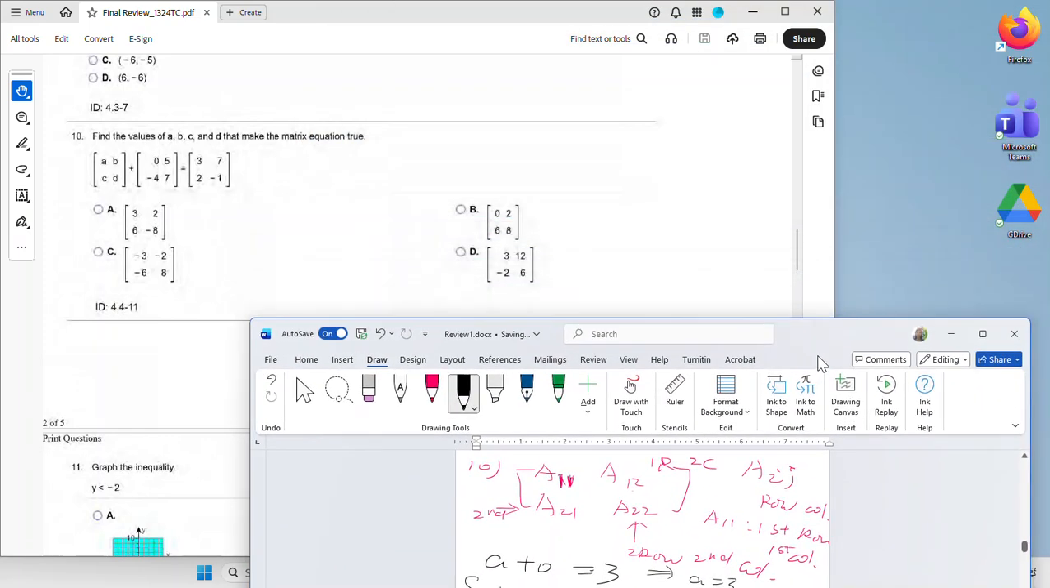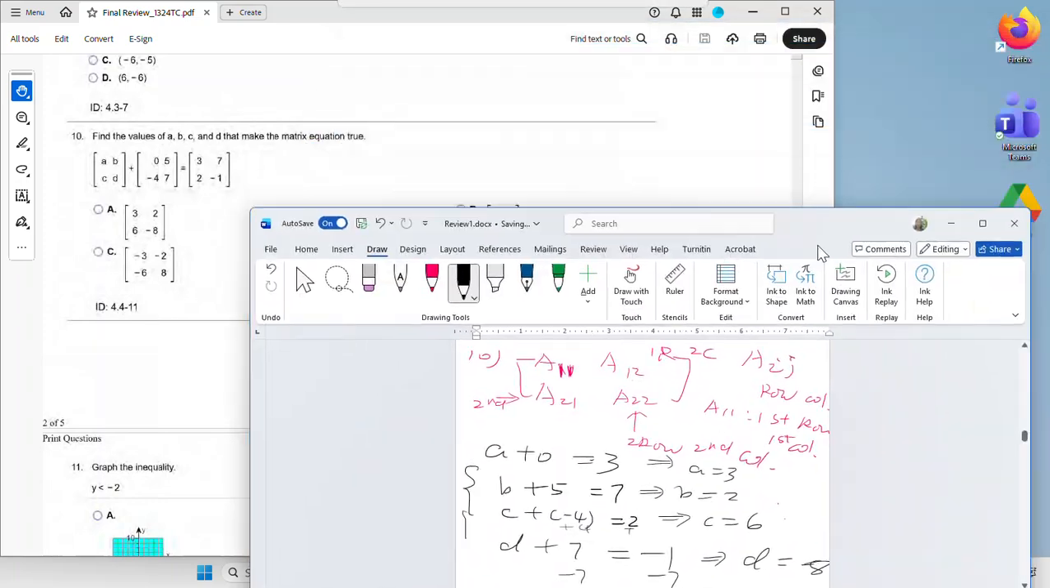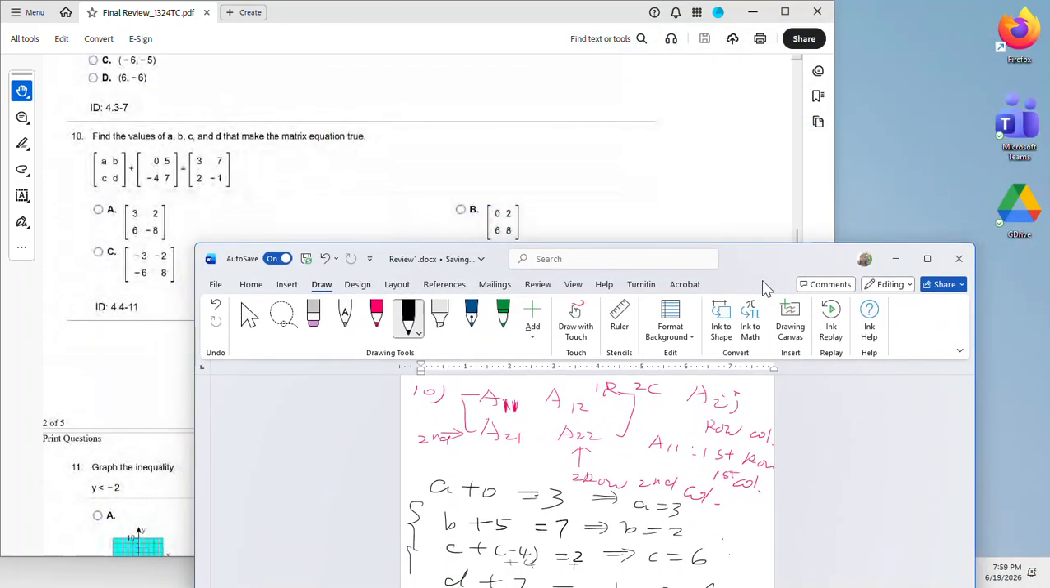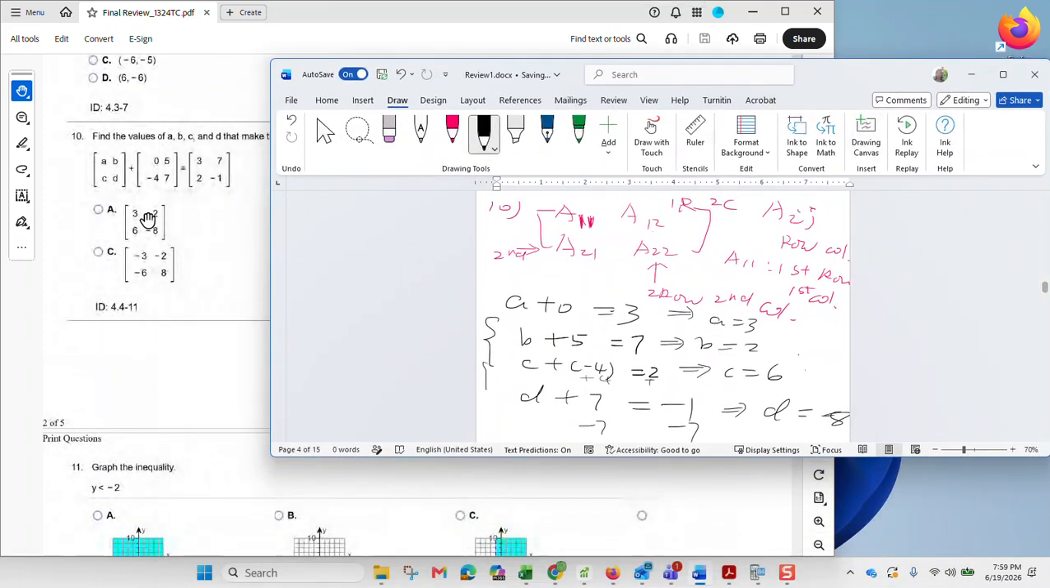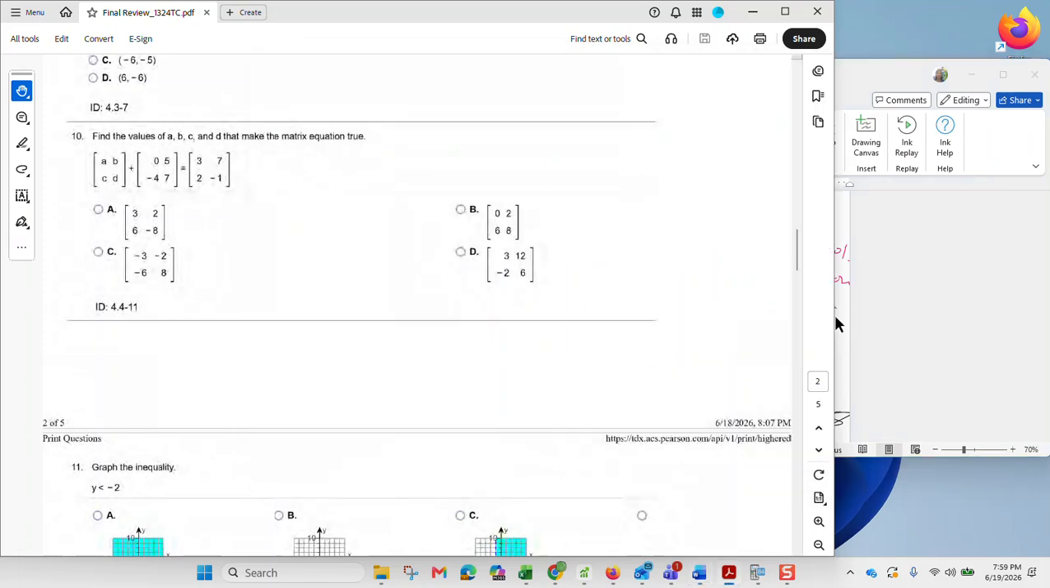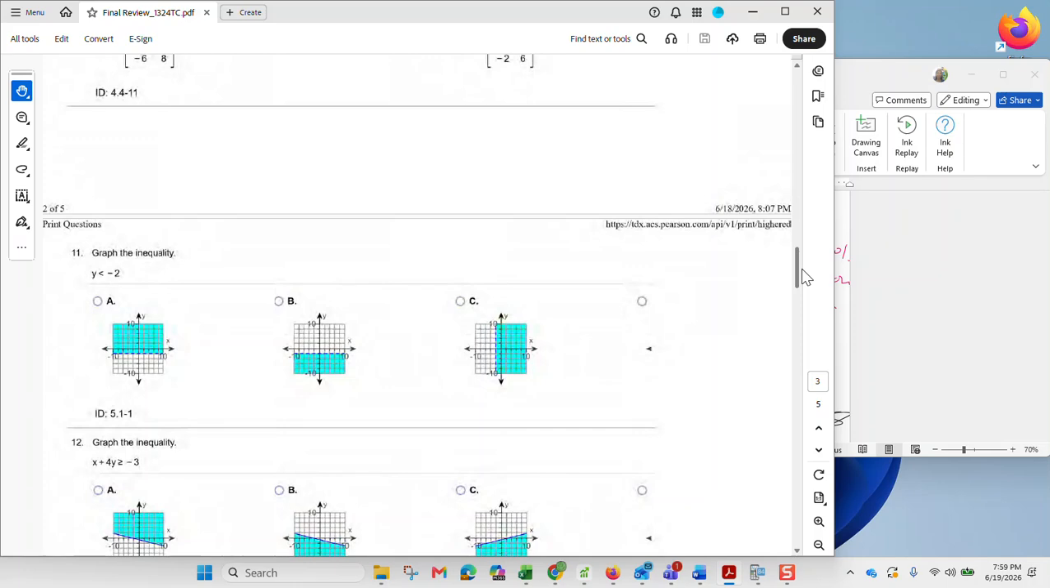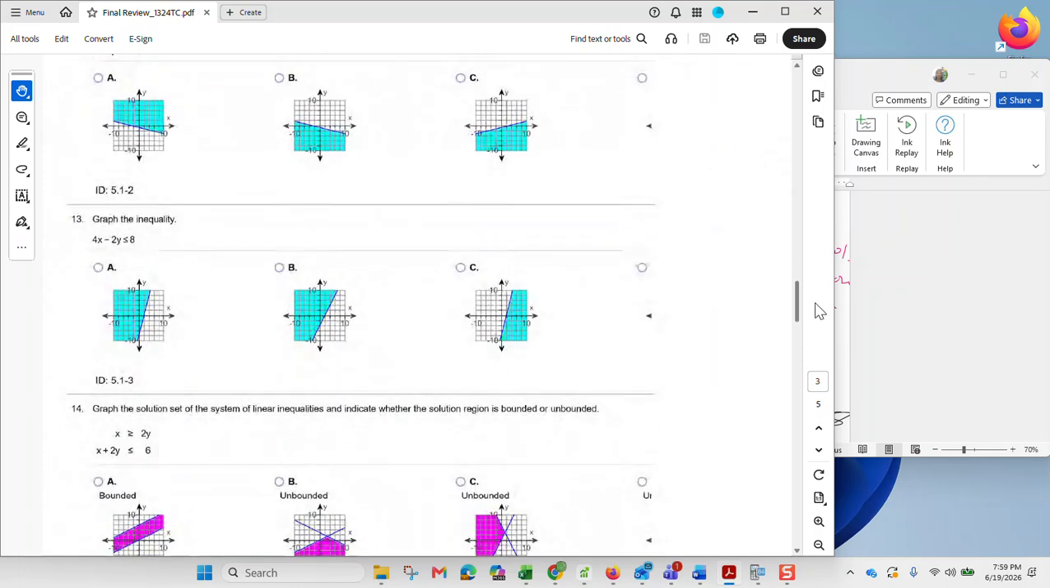And then you write down the ABCD in the matrix, right? So that is 3, 2, 3, 2. Okay. So you write down the ABCD in here. A here is 3. B here is 2. C here is 6. D here is negative 8. So this one will be the correct answer, right? A, B, C, D. So that is this one right here. Okay? So that is the matrix application in here.